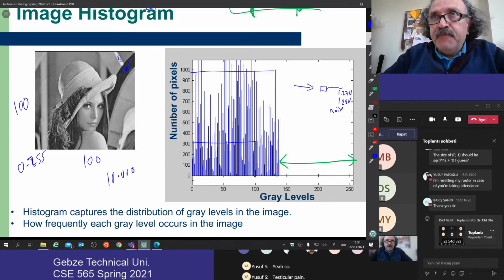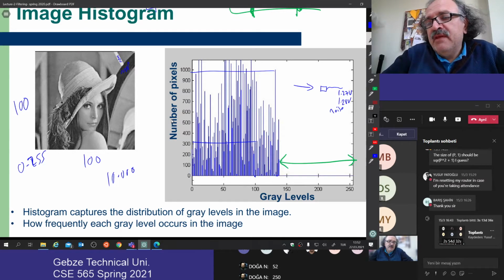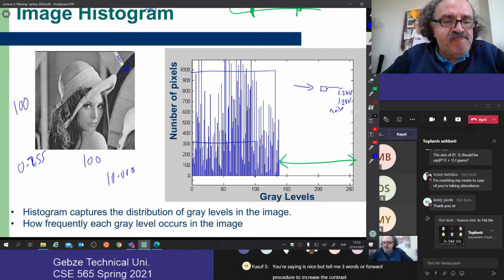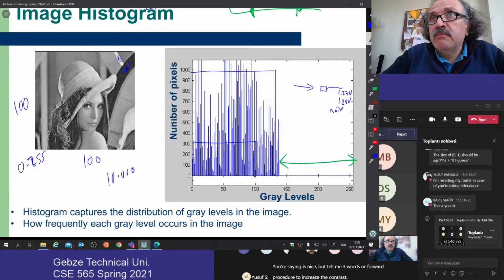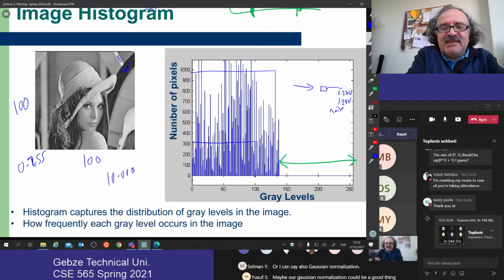So, yeah, go ahead. We can map 50 from 0 to 152. Yeah, but what you are saying is nice, but tell me a 3-word or 4-word procedure to increase the contrast. Salman, you said something I did not understand. It is the central limit theorem, or maybe Gaussian normalization. Maybe a Gaussian normalization could be a good thing, but I was expecting something simpler.